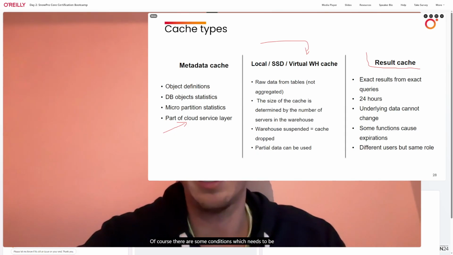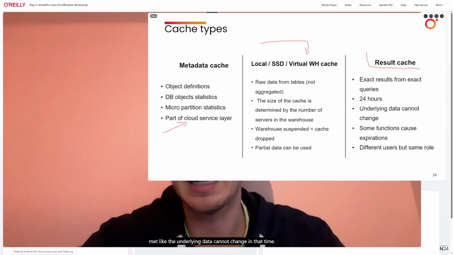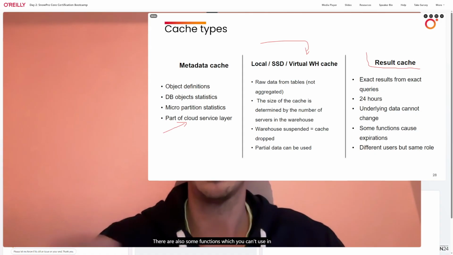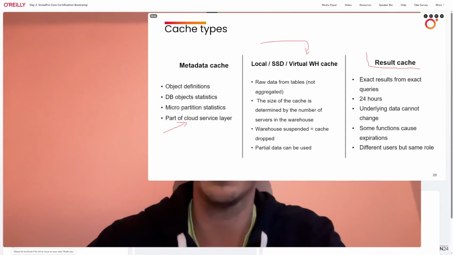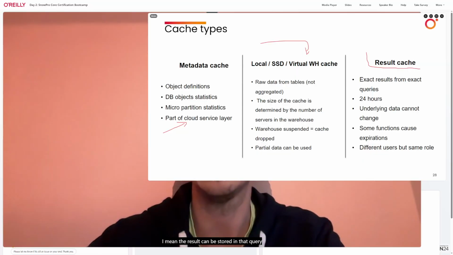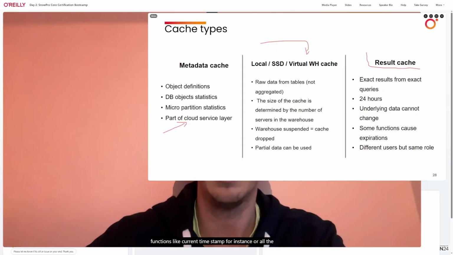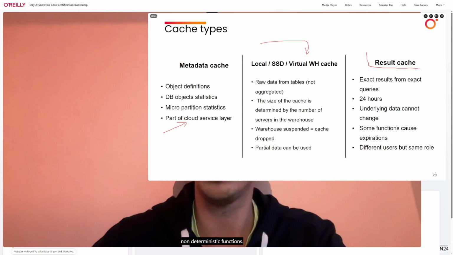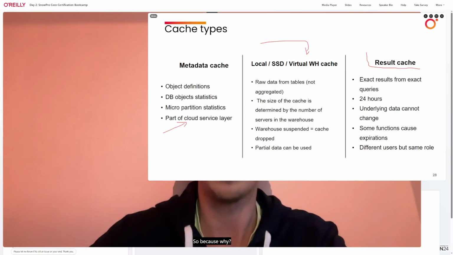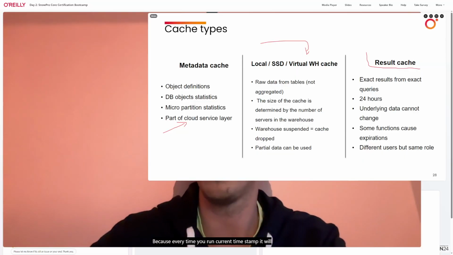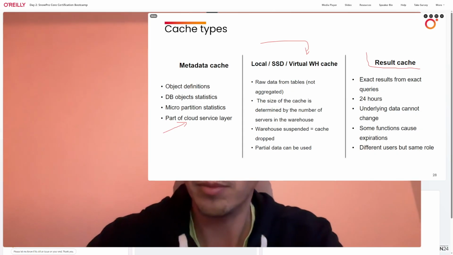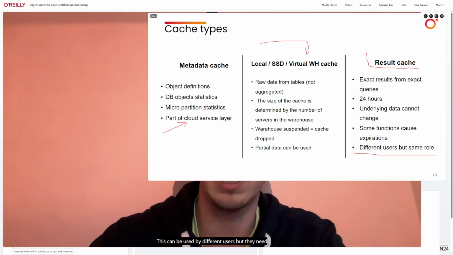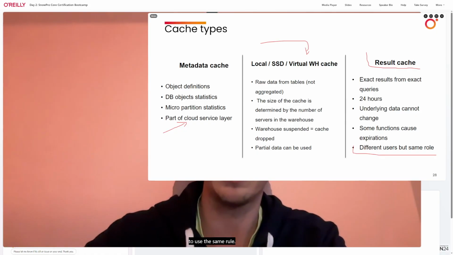Of course, there are some conditions which need to be met, like the underlying data cannot change in that time. There are also some functions which you can't use in your query in order for the result to be stored. The results can be stored in that query result cache only in case you don't use functions like current timestamp, for instance, or other non-deterministic functions. Why? Because every time you run current timestamp, it will provide a different value, so it can't be stored in the query result cache. This can be used by different users, but they need to use the same role.